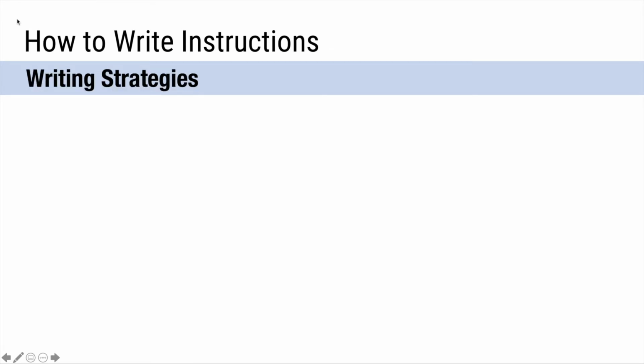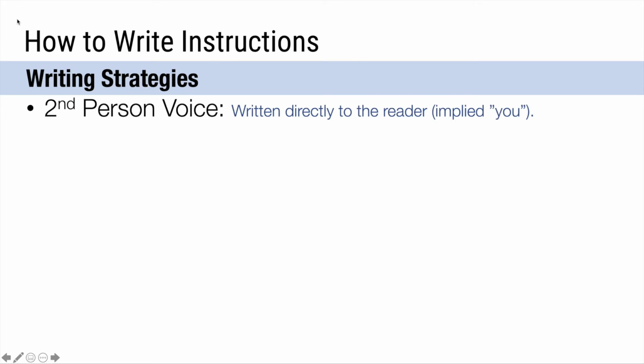Now, writing strategies are equally important with writing instructions, in addition to the content. How we write instructions has a big impact on how successful they are in having the person accomplish what you want them to accomplish. So the first thing is to write in second person voice. Second person voice is when it's written directly to the reader. It's an implied you. Another term for this verb tense is the imperative.